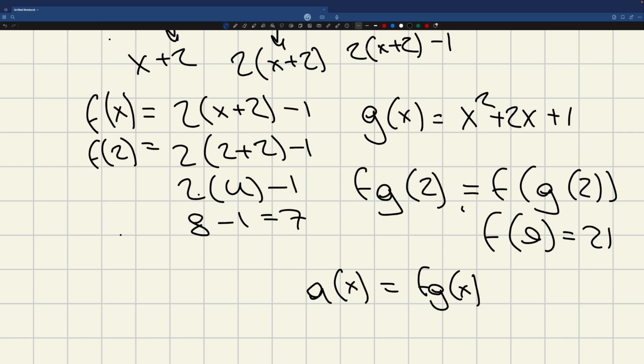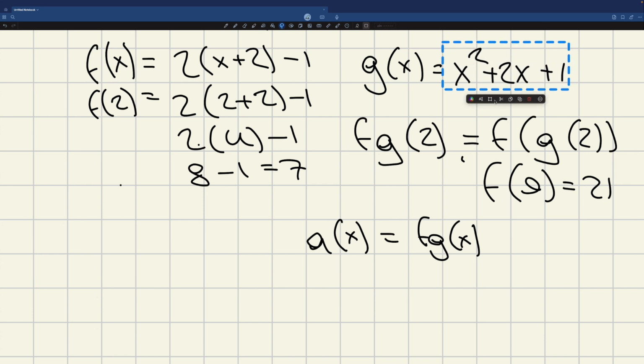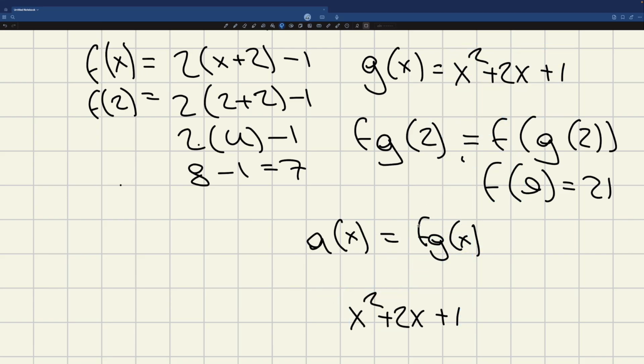Now, this is what we have to put over here. Now that's quite challenging, and this includes a lot of algebra and a lot of simplifying. So how do you approach a question like that?